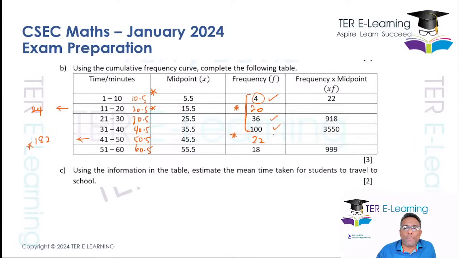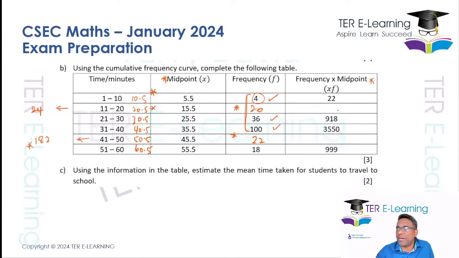So we haven't completed the table as yet. If you notice, we have the midpoint, since this is grouped data we're dealing with. We have the midpoint and we have frequency multiplied by midpoint here. To complete the table, we have to take 20 and multiply by 5.5.